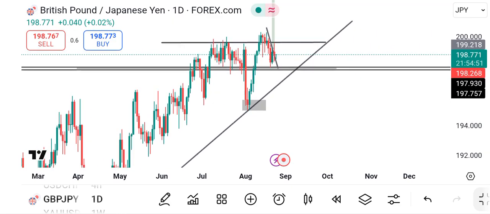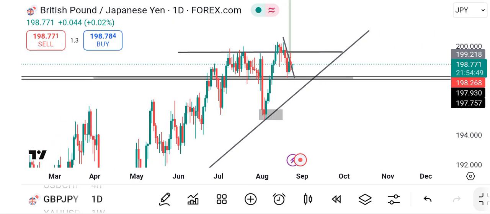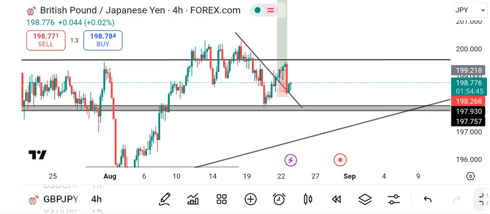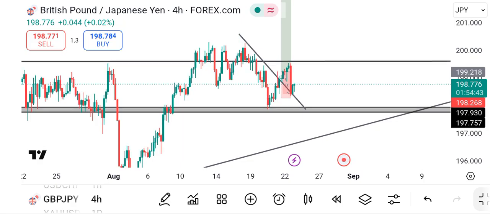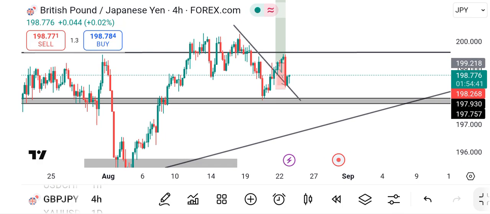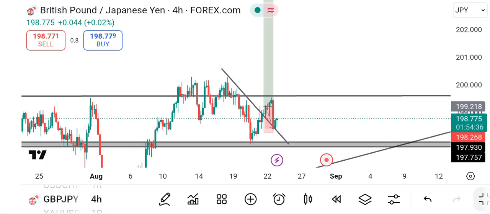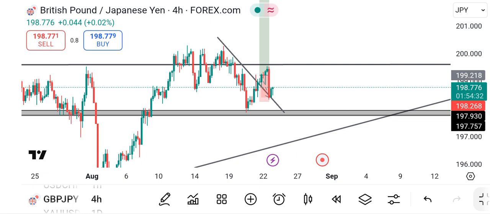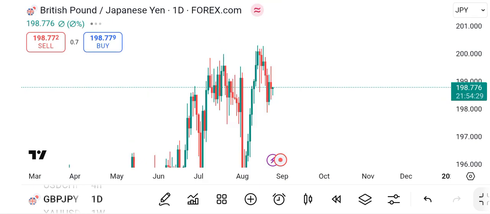I will not be talking more about GBPJPY. Although I was in a trade on GBPJPY before the collapse happened, that is about that. I will not be talking much on GBPJPY, but the analysis will still remain valid. We'll still be heading up on GBPJPY, but I don't want to talk about GBPJPY for now.